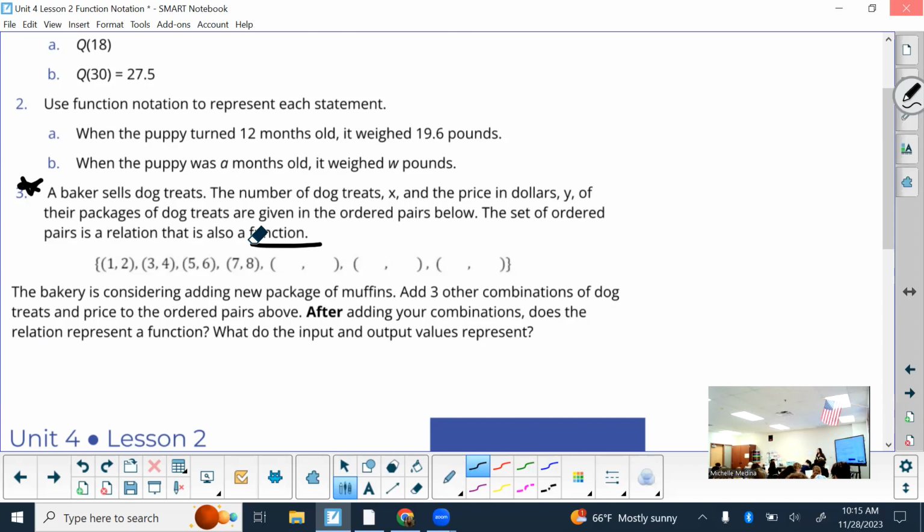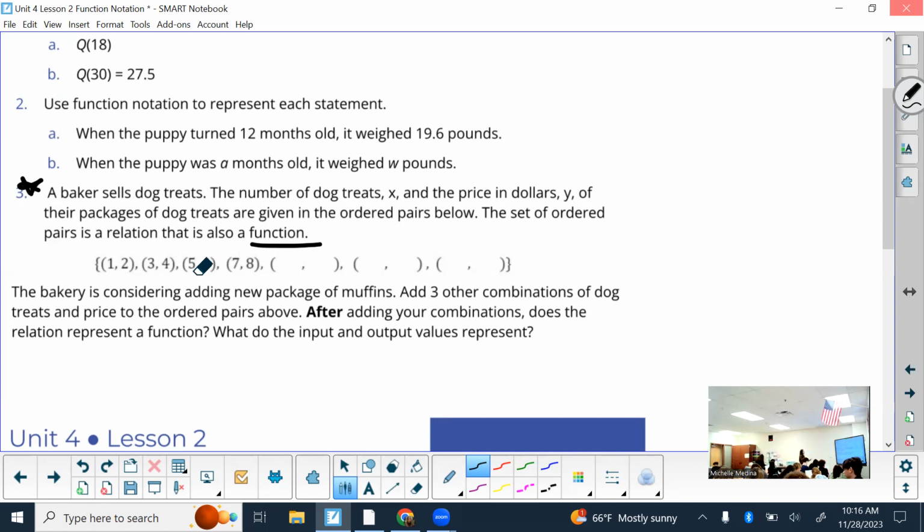None of the X's repeat. So the fact that none of the X's repeat, I don't even need to look at the Y's. I already know it's a function. If any of them did repeat and they had different Y's for the same X, then it would not be a function. All right, but now do this.